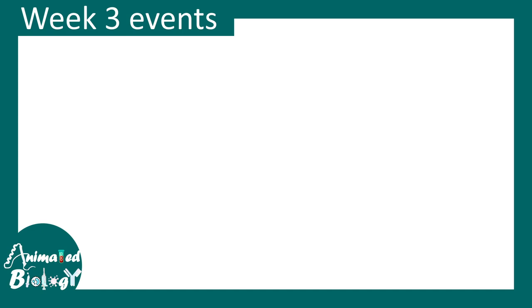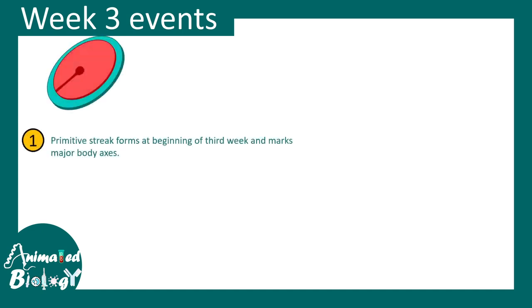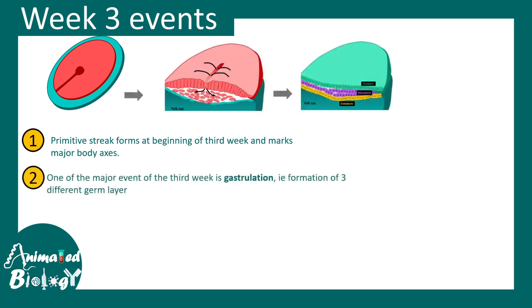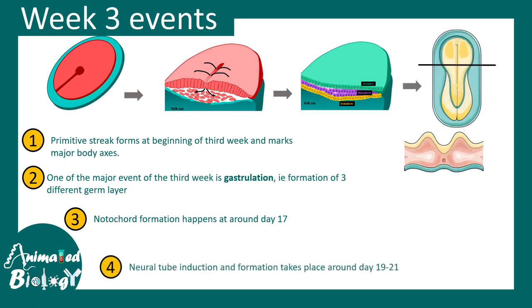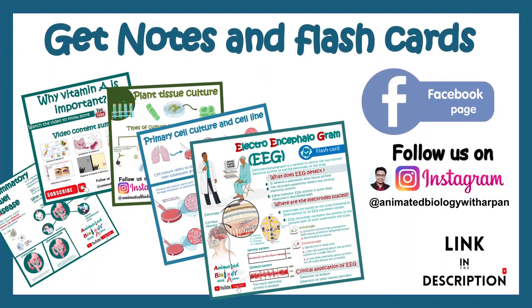Anyway, just to recap, what happens in the third week? First, the primitive streak defines the beginning of the third week. It also marks the major body axis. Then one of the major events that happens is gastrulation, which forms three different germ layers. At the end of day 16 and the transition of day 17, the notochordal process starts to form. At the end of day 17, the notochord is formed. And neural tube induction happens between day 19 to day 21, and that ends the third week of embryonic development. So I hope this video was useful.